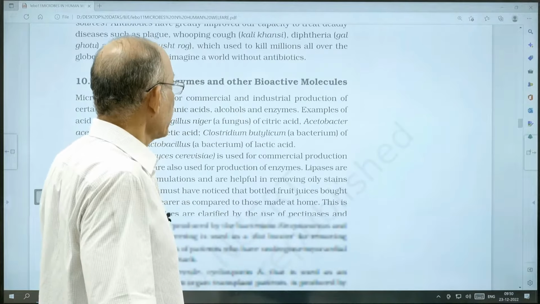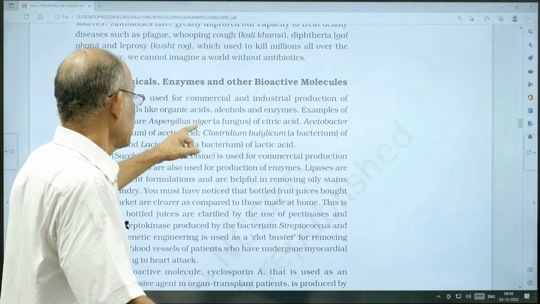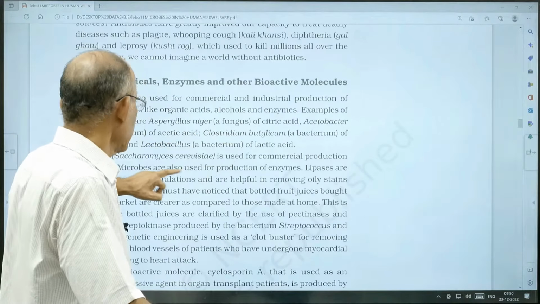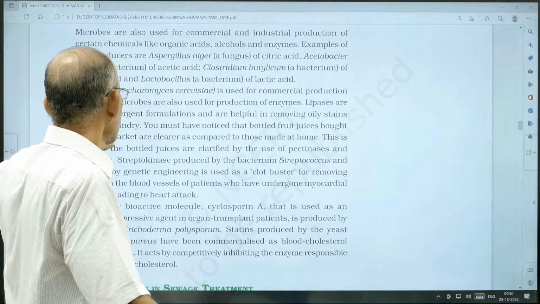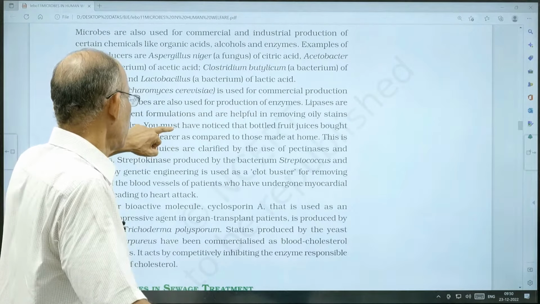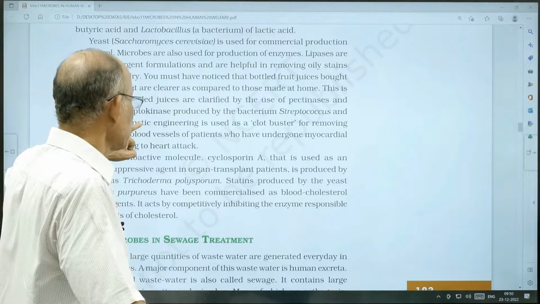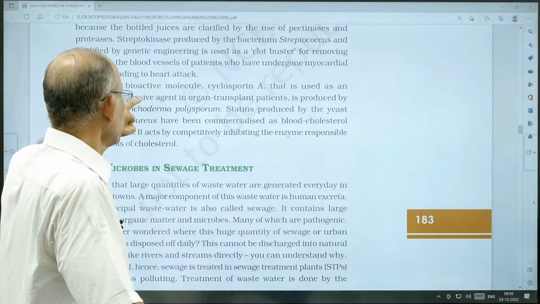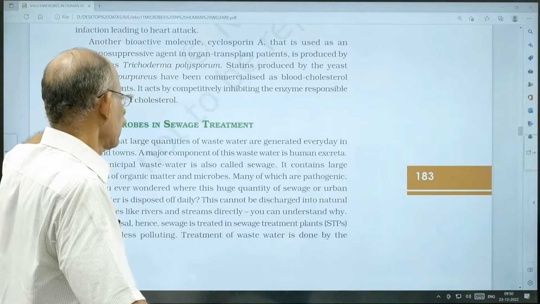Then these bioactive molecules: there are several microorganisms from which several industrial level products can be made. Aspergillus niger, a fungus, gives citric acid; Acetobacter aceti gives acetic acid; Clostridium butylicum, a bacterium, gives butyric acid; and Lactobacillus, a bacterium, gives lactic acid. Then Saccharomyces produces ethanol, and lipases are used to remove oily stains from laundry. Fruit juices are clarified using pectinases and proteases. Streptokinase from Streptococcus, by genetic engineering, is a clot buster. Then the immunosuppressant cyclosporine comes from Trichoderma polysporum, and statins from Monascus purpureus, etc.